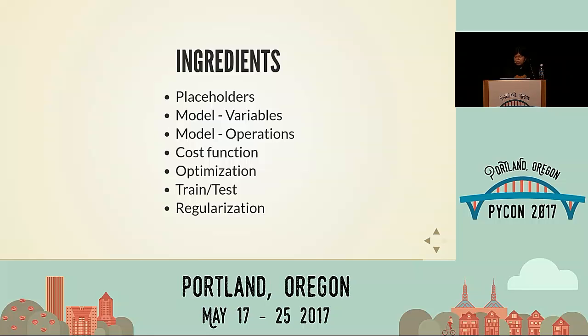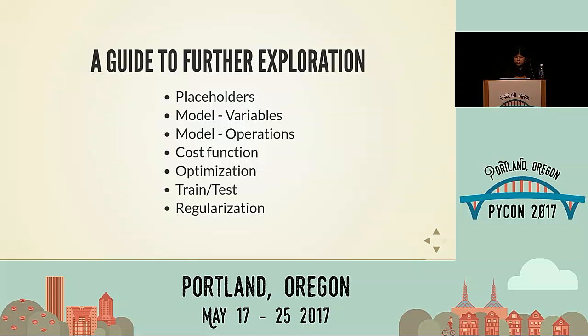All right, so where do we go from here? We saw that there were a number of ingredients we had to define and consider in every single model that we created. These ingredients also constitute a good roadmap for exploring deep learning further. We're going to ignore placeholders and cost function because those are pretty much problem-driven. We also saw that training and testing don't differ much by problem. So let's look at the others.